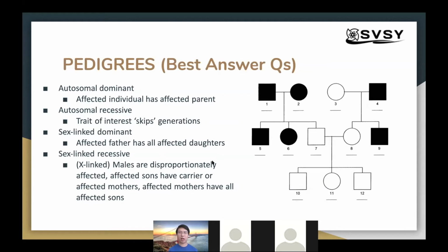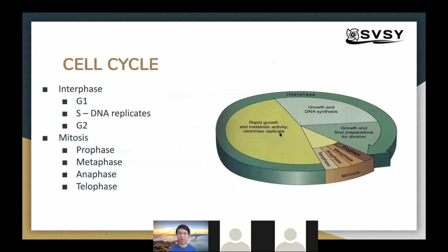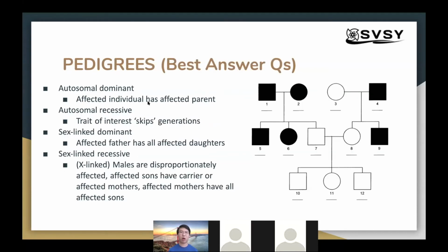Now, this doesn't mean that it's not autosomal recessive. It could actually just be inherited from generation to generation. We only know for sure that it's autosomal recessive when it skips generations. But the fact that it doesn't skip generations doesn't mean that it's not autosomal recessive, which is why we call these best answer questions.